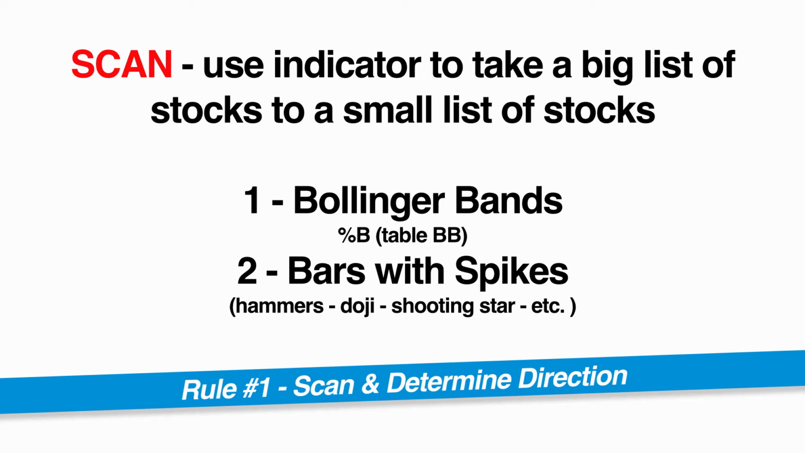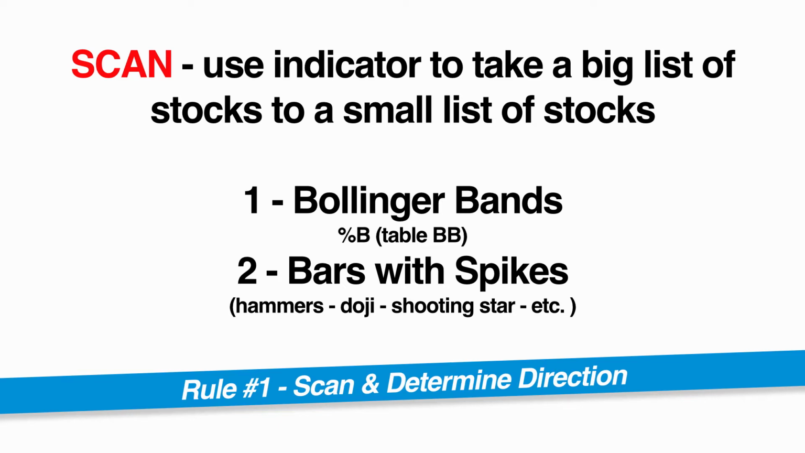So the reality is number 2 there, bars with spikes. That's more important to me than the indicator. I can use any indicator to take the big list to the small list. But price is going to determine, am I going to take action today? Most of the time, I'm looking at bars with spikes, because for me, that second step is going to determine if I'm going to put the trade on today.